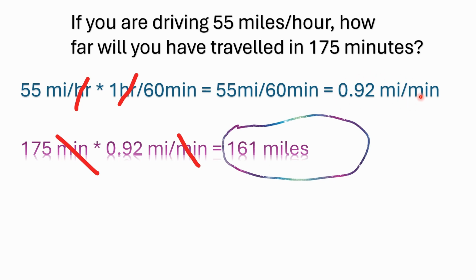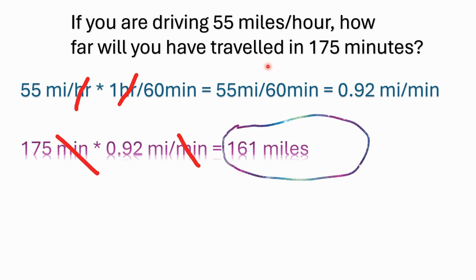So we're traveling at just under a mile a minute, which makes sense because if we were traveling 60 miles per hour, we would have traveled 1 mile per minute. Correct? So that does make sense.